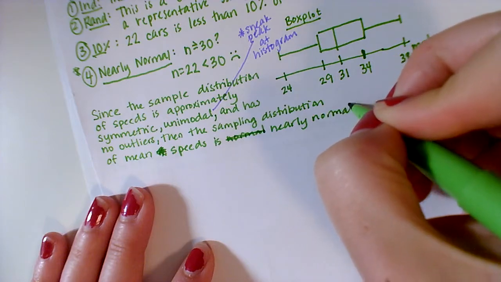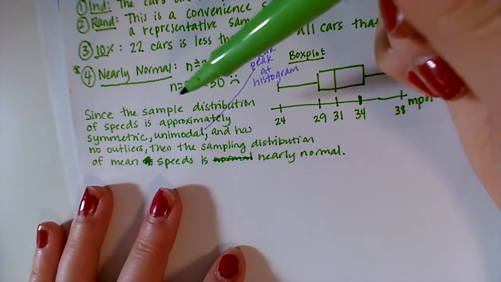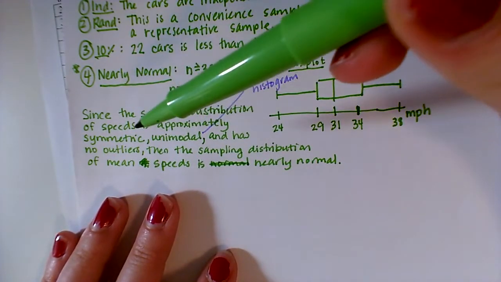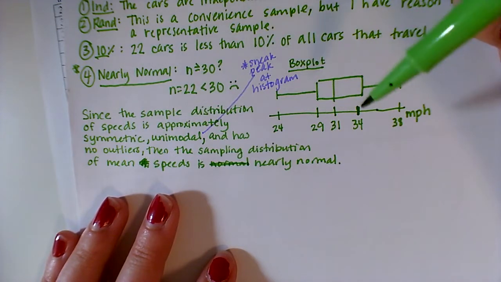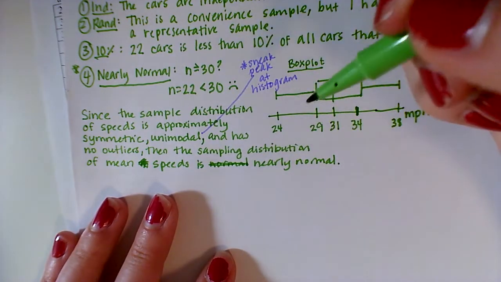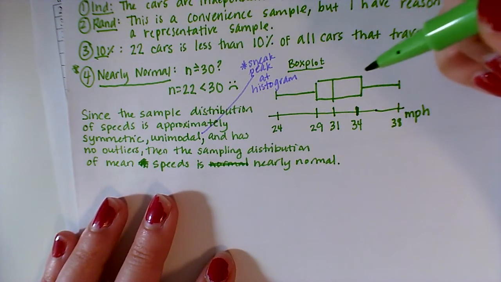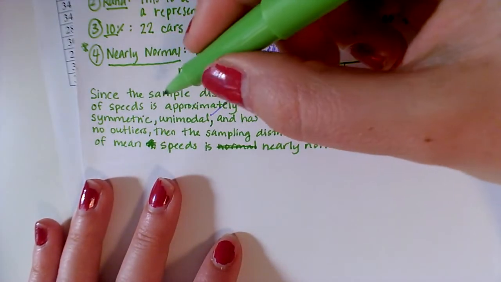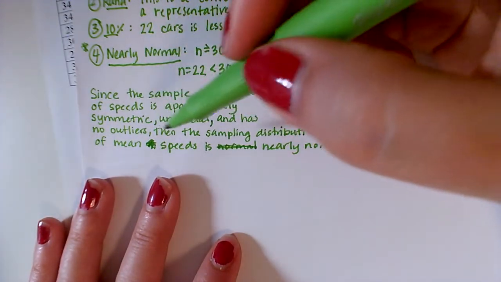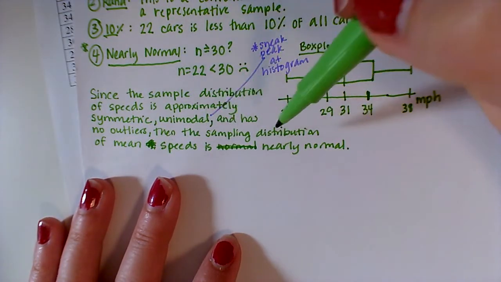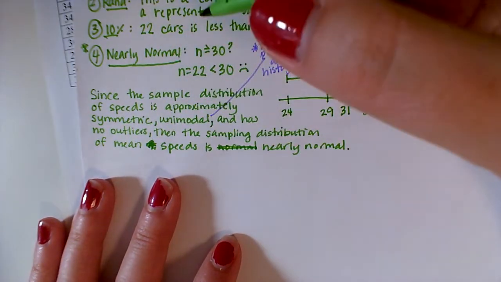Okay, so why did I have to state that it was nearly normal? Basically, because my sample distribution was approximately symmetric, unimodal, and had no outliers, we can assume that if we did this a bunch more times, we would probably still end up with a normal model. Remember, when you do it over and over again, it's called a sampling distribution. So notice that my word is different. This is a sample distribution. The sampling distribution is going to be nearly normal. And the sampling distribution of the mean speeds is nearly normal.